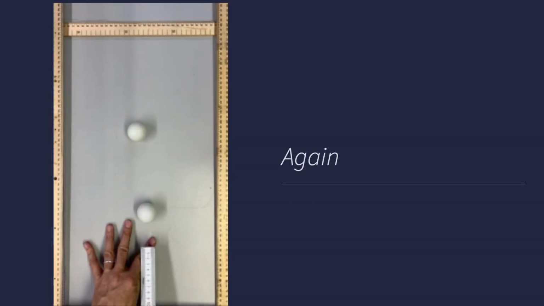Let's just watch that again. Okay, so the ball is moving up and down, but now when they collide, one ball sort of moves off to the left and ball A sort of to the right.